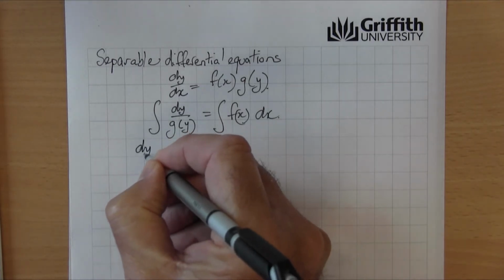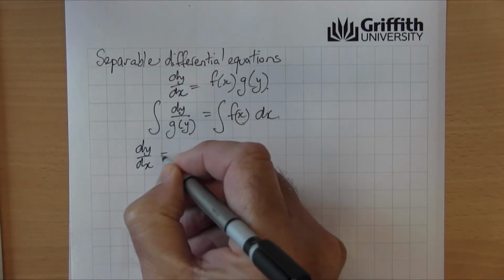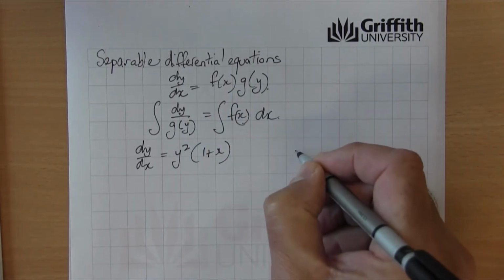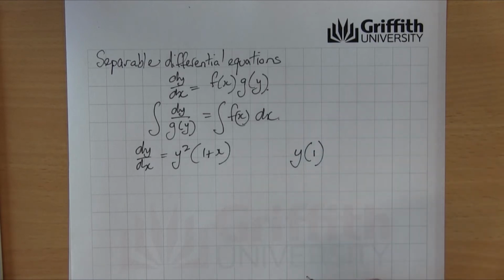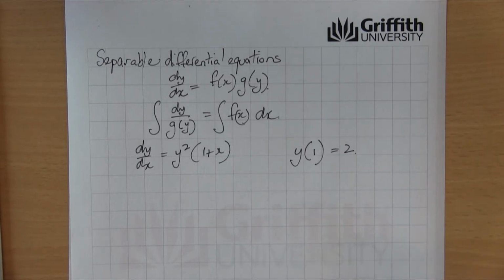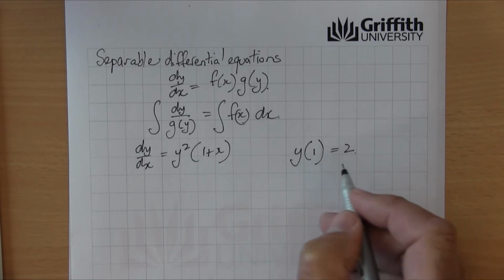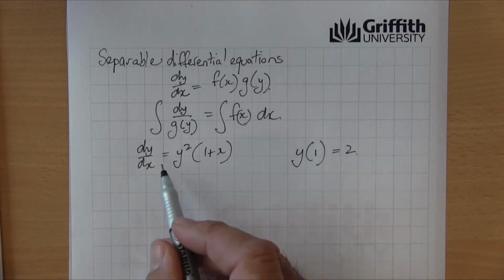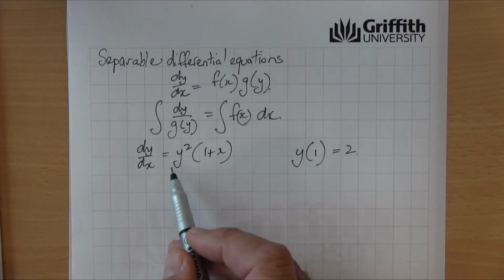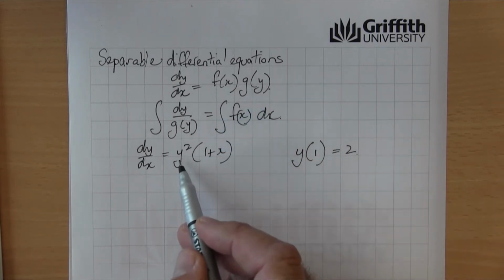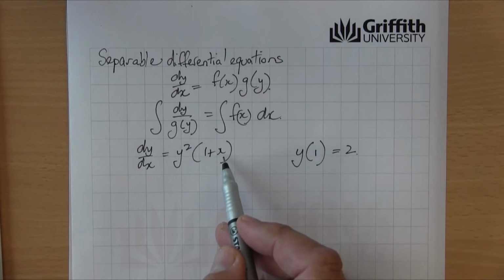We've got a differential equation dy/dx equals y squared times (1 plus x). And we know there is an initial condition: when you put x equals 1 in the function, we get a value of y equal to 2. This is going to help us find the value of c, the constant of integration. In this example, we've got g of y as y squared, and f of x as 1 plus x.